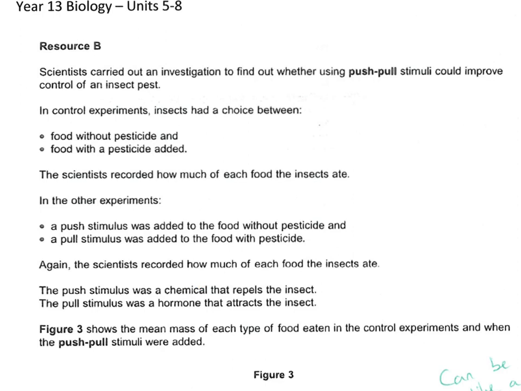The pull stimulus, so some plants have got a pull stimulus, a hormone that's going to attract insects, and these plants have got the pesticide on them. So the hope is that insects will get attracted to these plants and the pesticide will kill them.